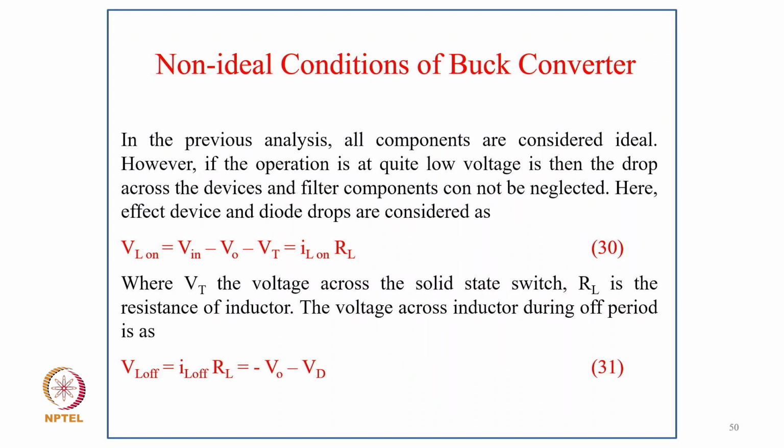In the previous analysis, all the components were considered ideal. However, if the operation is at quite low voltage, then the drop across the devices and filter components cannot be neglected. Hence, the effect of device and diode drops is considered: VL on equal to Vin minus Vo minus Vt, that is, the device drop equal to IO into RL, typically the resistance of the inductor, where Vt is the voltage across the solid state switch and RL is the resistance of the inductor. So the voltage across the inductor during the off period is VL off equal to IL into RL, that is minus VO minus VD.